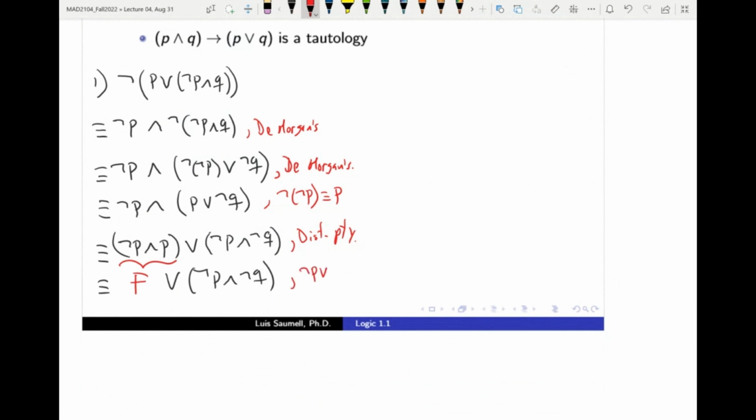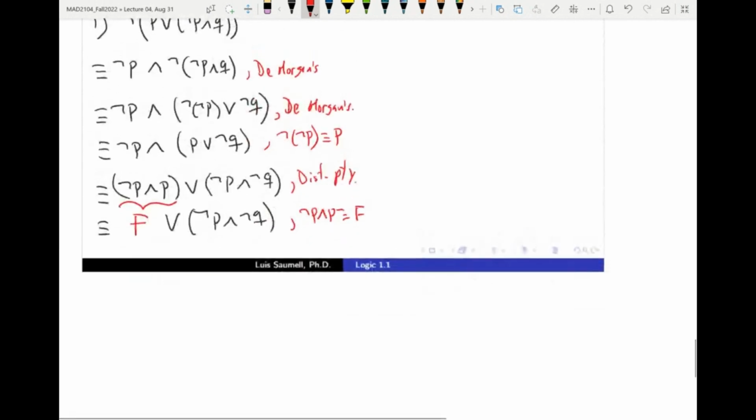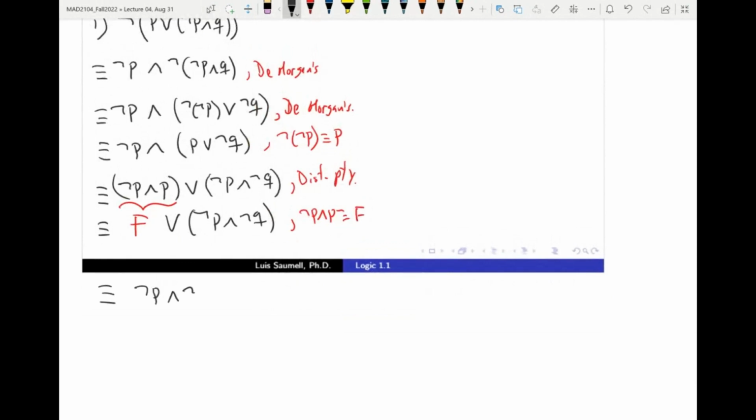So we use the fact that not P and P is always false. And now what happens when you do false or something? You get that something, right? The value of this relies only on this one. That's called the identity law, I think. The identity property: when you do false or something, you get that something. If you do true and something, that's that something. So this false here is not really doing anything for us. So this becomes just negation P and negation Q.